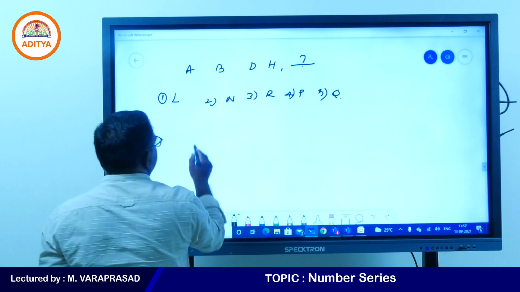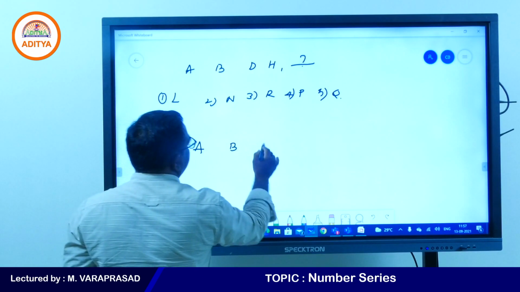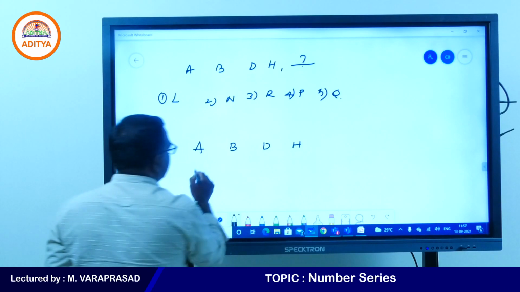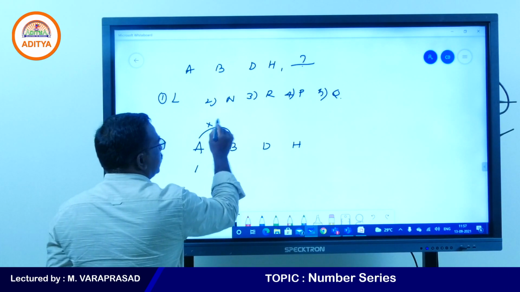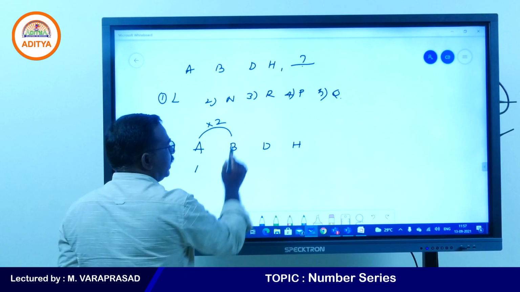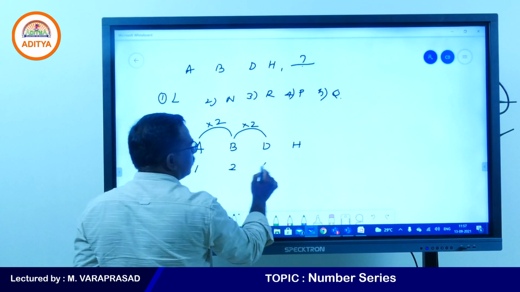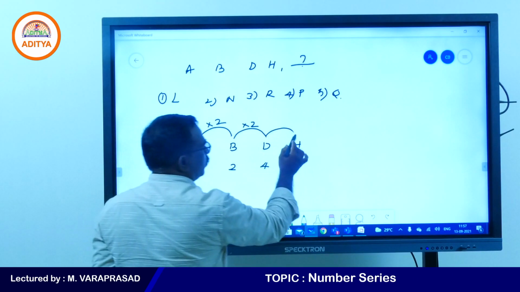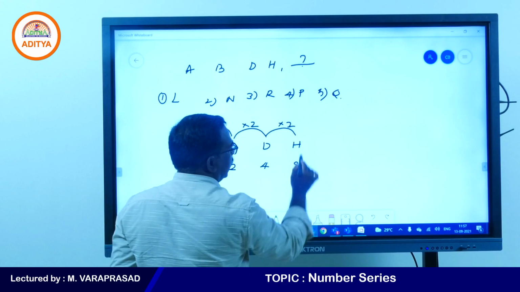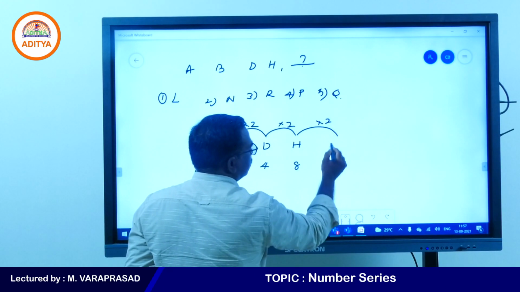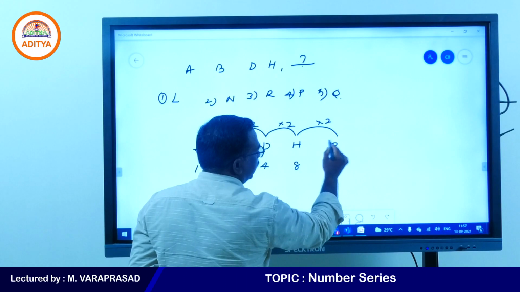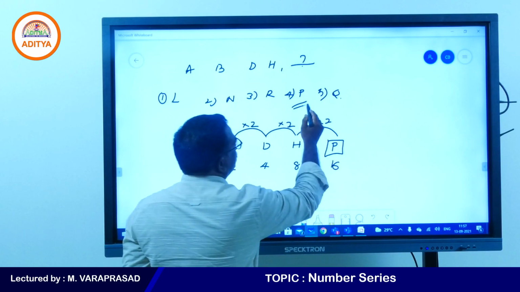So A, B, D, H is given. This is the first letter. Into 2 is the second letter. Into 2 is the fourth letter. Into 2 is the eighth letter. Into 2 is the 16th letter. So that is P.